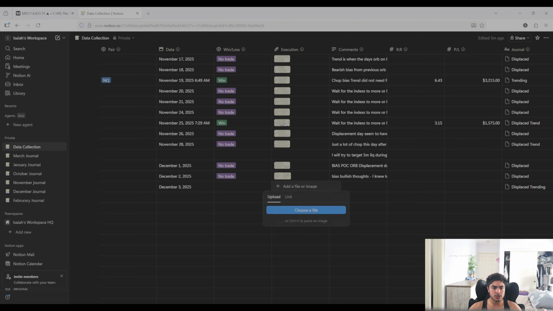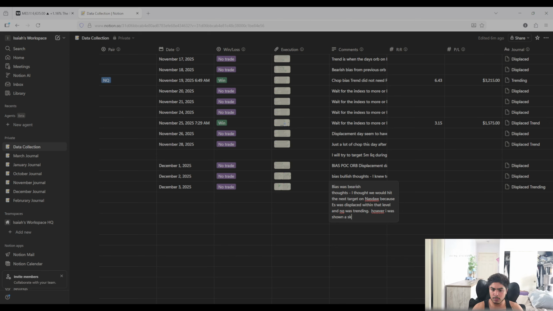Go ahead and record this trade. Another no trade day. Bias was bearish. Thoughts: I thought we would hit the next target on NASDAQ because ES was displaced within that level and NQ was trending. Very simple. Whatever you think about it, write it down. However, I was shown a slow market today and no trade was presented. Very simple. No trade that day.